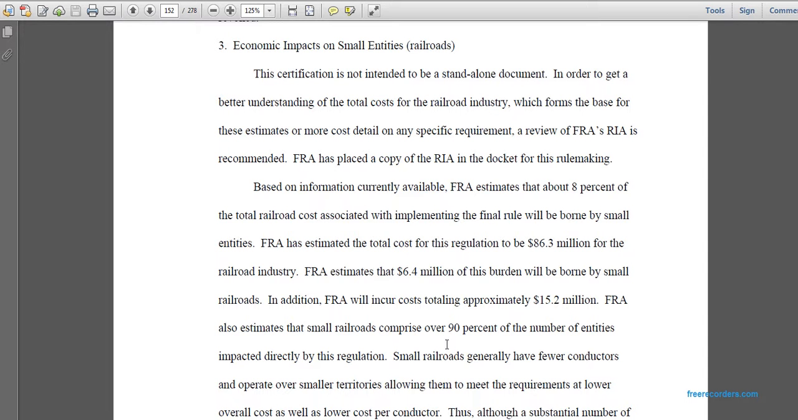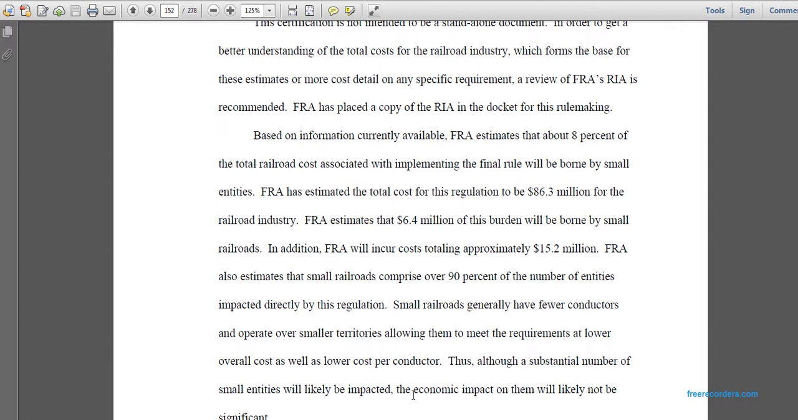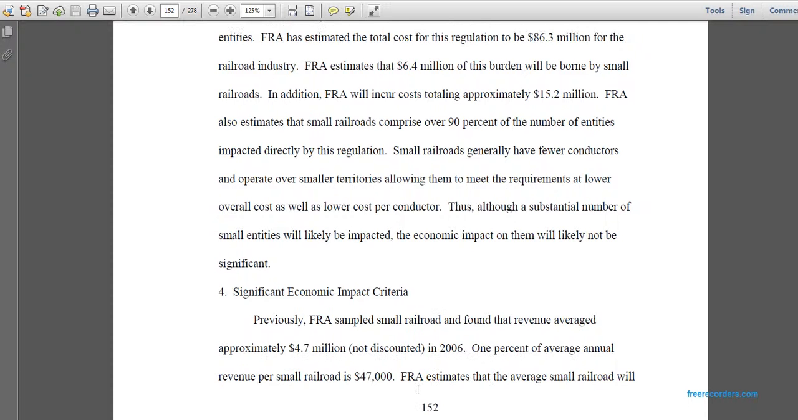Small railroads generally have fewer conductors operating in smaller territories, allowing them to meet the requirements at lower cost overall, as well as lower cost per conductor. Although a substantial number of small entities will likely be impacted, the economic impact on them will not likely be significant.